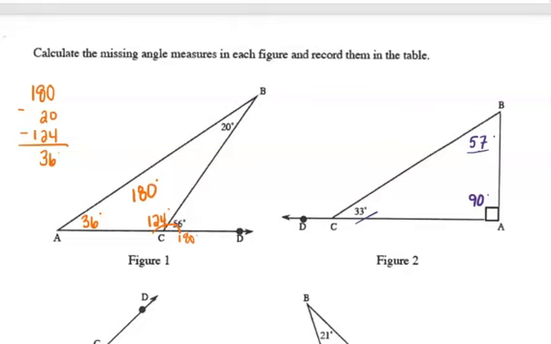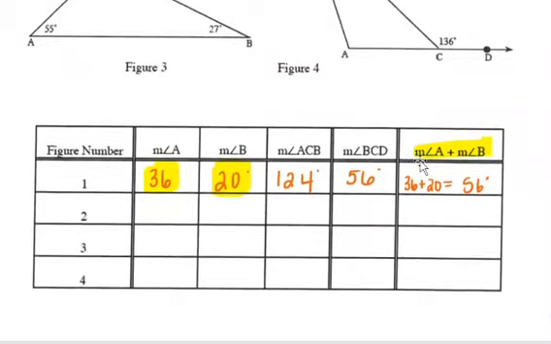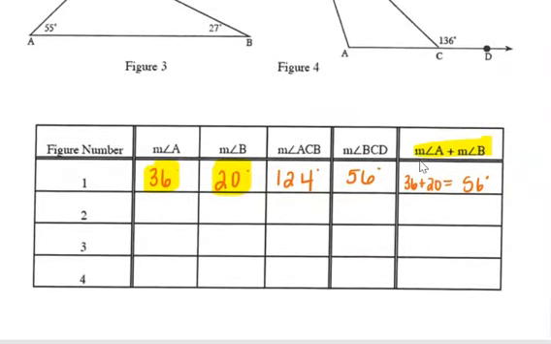And then once again, I'm noticing here I have my linear pair. If this is 33, this would have to be 147 degrees for them to add up to 180. Let's go back down here. Figure number 2. Angle A was our right angle, so that was 90 degrees. B, that was the one that was there, 57.